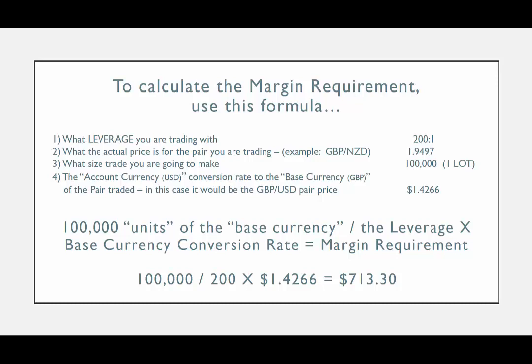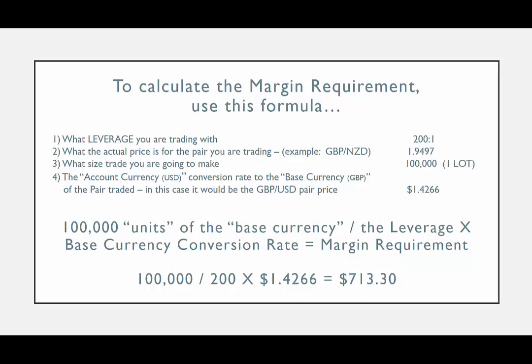Take 100,000 units of the base currency and divide that by the leverage ratio. Then multiply the answer by the base currency conversion rate, and that will equal the margin requirement. So, in this example, we have 100,000 divided by 200 times 1.4266, and that gives us a margin requirement of $713.30.